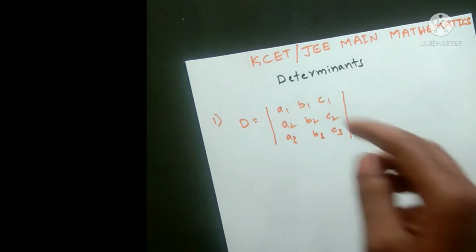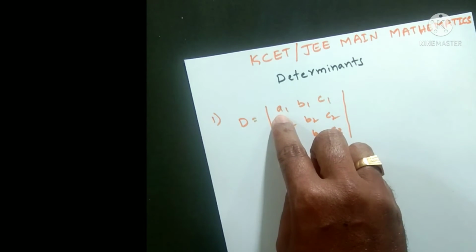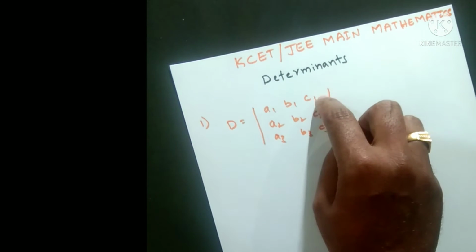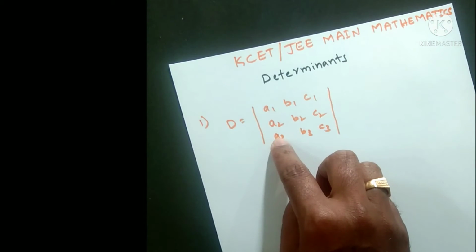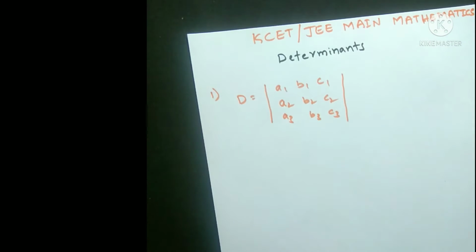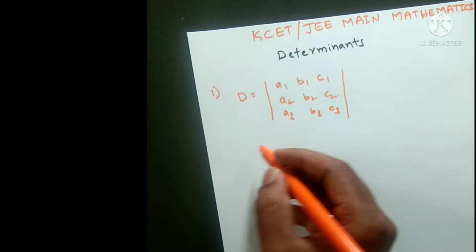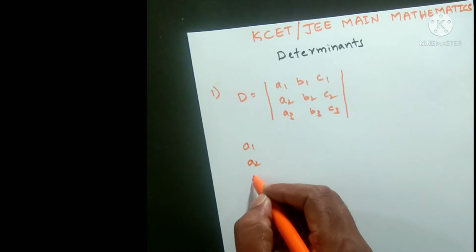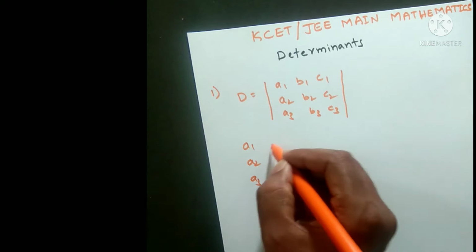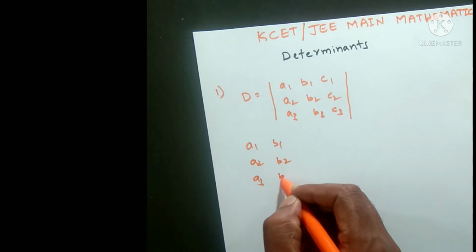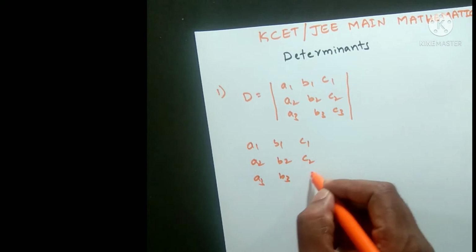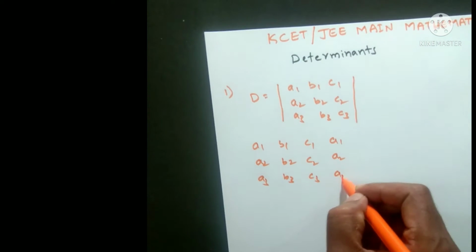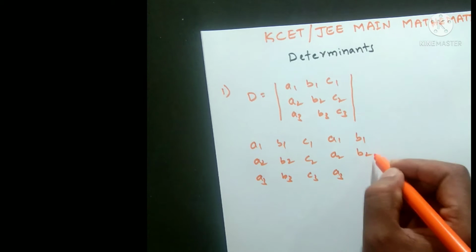We already know the usual method: I take the first element as it is, and find the determinant of the 2 cross 2 matrix by leaving that row and that column. Now one of the easy, shortest ways is to write A1, A2, A3, B1, B2, B3, C1, C2, C3, and again start with A1, A2, A3, B1, B2, B3.